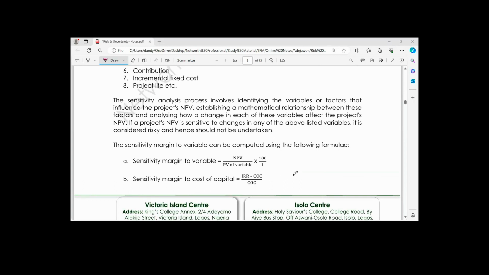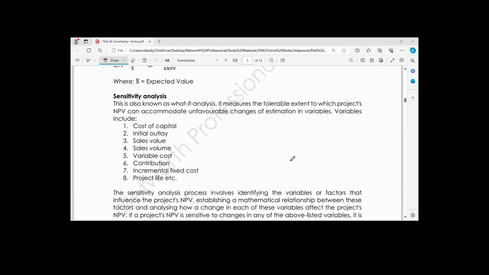How sensitive is a variable to the project's NPV? We want to know what is the percentage change in a particular variable before the project will become unviable. Say, for example, what if your initial outlay increased by 5%? Will the project still be positive, still be viable? What if your sales value or your revenue reduced by 10%? Can the project still be viable? This is what sensitivity analysis measures. So it measures the tolerable extent to which a project NPV can accommodate any change in variables.